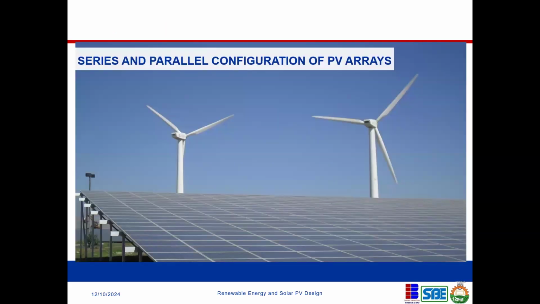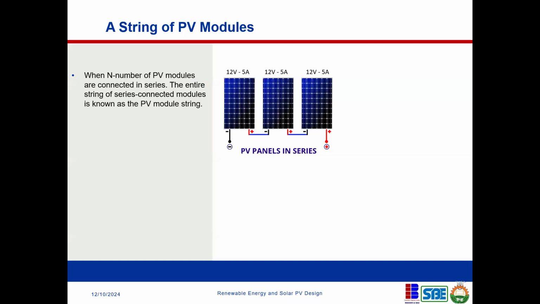So now let's also look at the series and parallel configuration of solar PV. I hope we'll be able to finish this in less than 30 minutes. Series and parallel configuration of PV arrays. Now, we know that you have modules, and when you connect them, you form what we call a PV array. Now, when n number of PV modules are connected in series, the entire string of series connected modules is known as the PV module string.